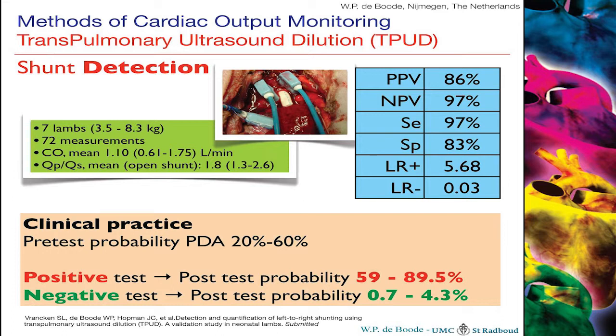And to translate that to clinical practice, suppose we have a pretest probability of a patent ductus in preterm infants between 20 to 60%. We all know the incidence depends on the definition, etc. The positive test will tell you that the post-test probability is about 60 to 90%, and the negative test will tell you that it's only a 0.5 to 4% possibility of a patent duct with a left to right shunt.